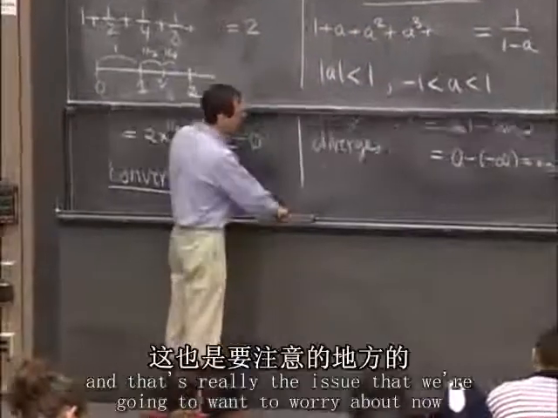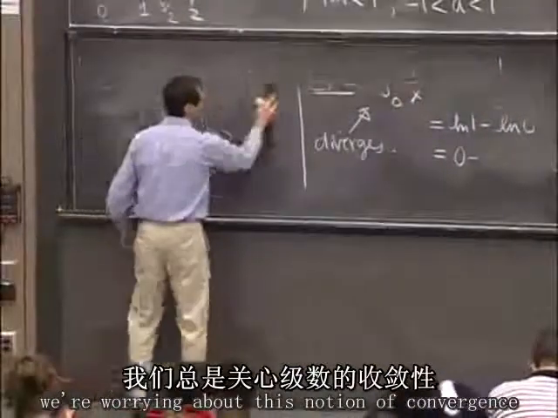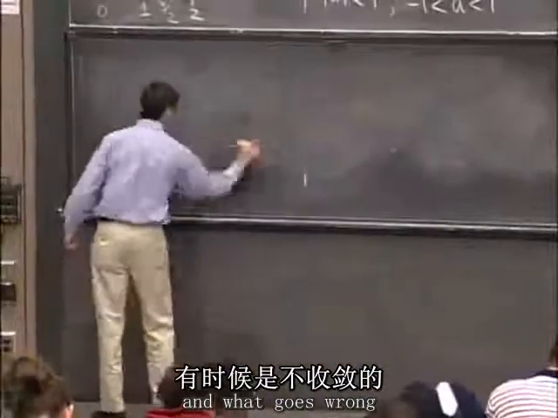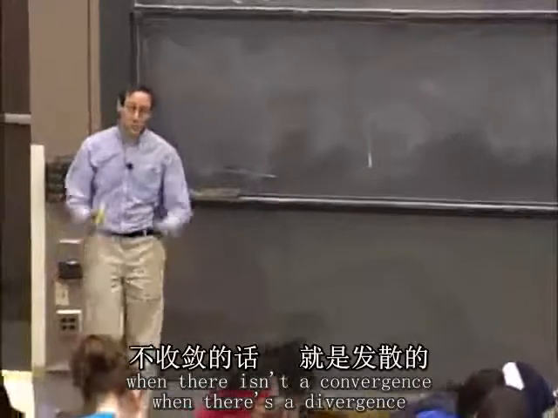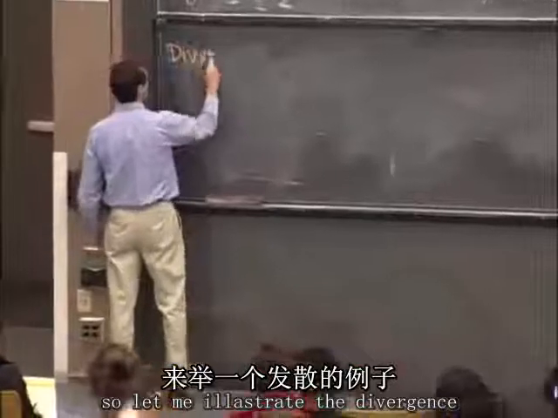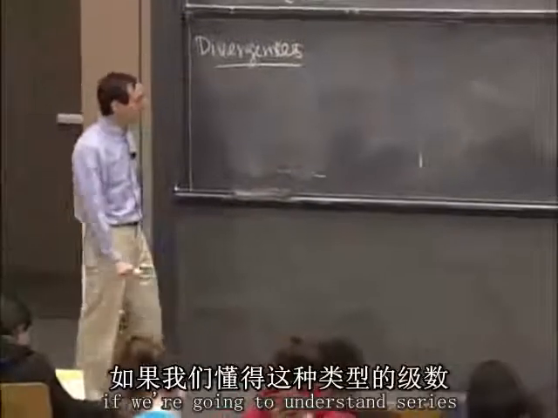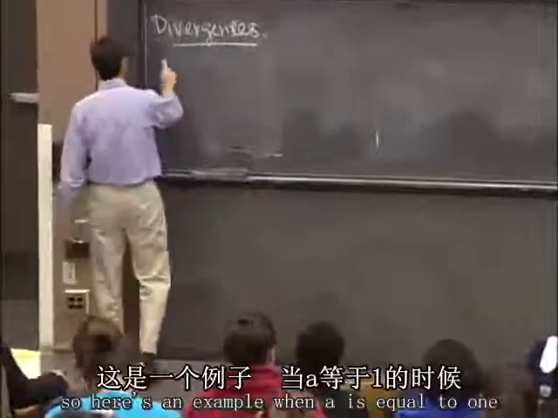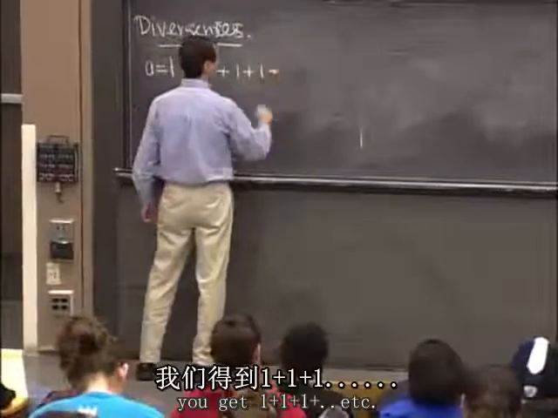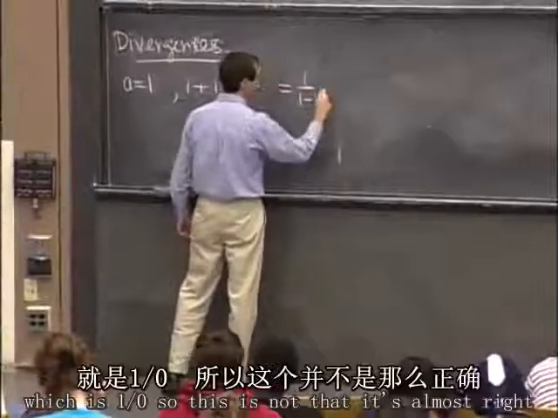And that's really the issue that we're going to want to worry about now. What we're worrying about is this notion of convergence and what goes wrong when there isn't convergence, when there's a divergence. So let me illustrate the divergences before going on. And this is what we have to avoid if we're going to understand series. So here's an example. When a is equal to 1, you get 1 plus 1 plus 1 plus, etc. And that's equal to 1 over 1 minus 1, which is 1 over 0.